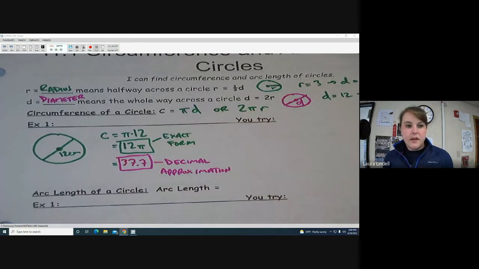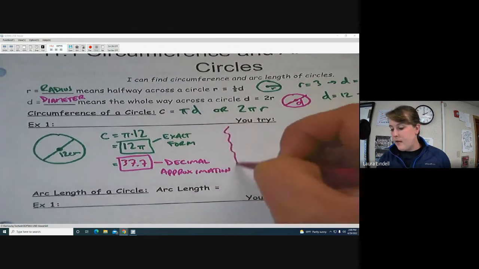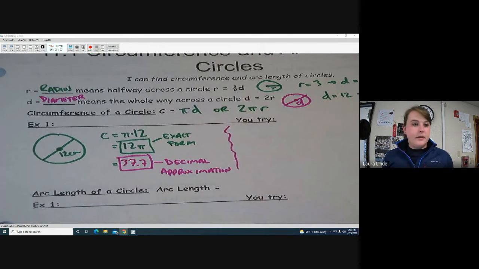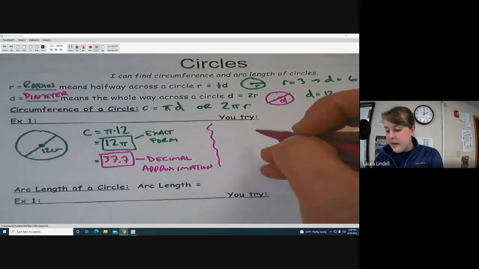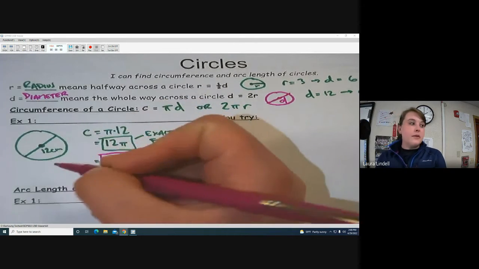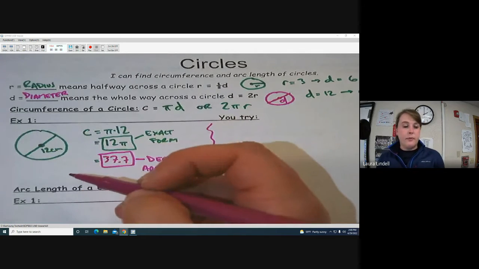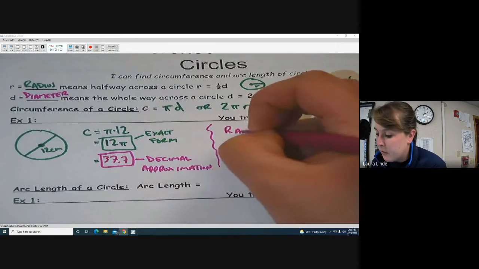Okay. So we have the exact form way, we have the decimal approximation way. Depending on what you're asked for, either one of these could be correct. So now it's your turn to try. On this version of it, I'm just going to tell you a value, because sometimes you'll be given this, or you might be told, hey, the diameter is 12 or the radius is 7.